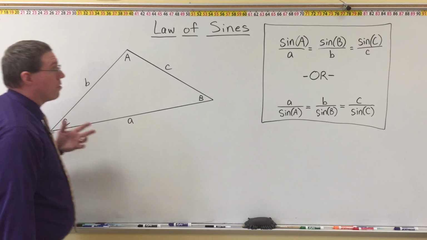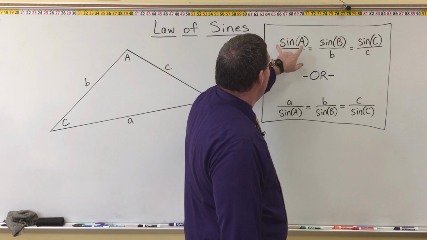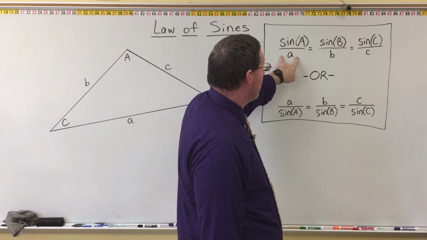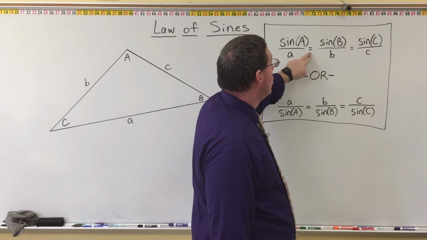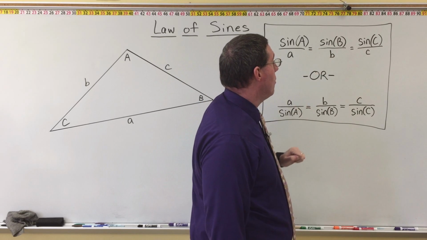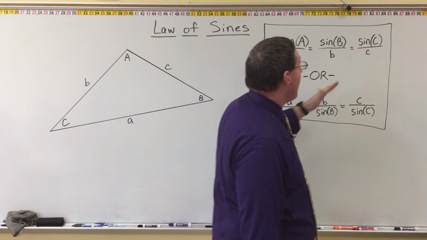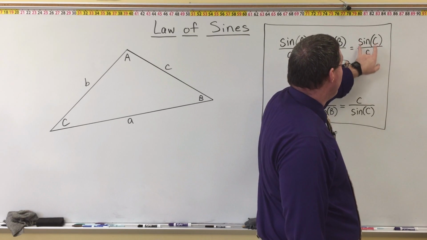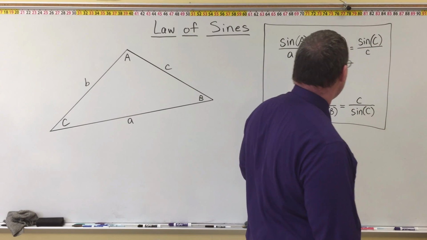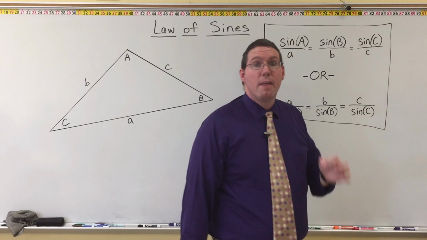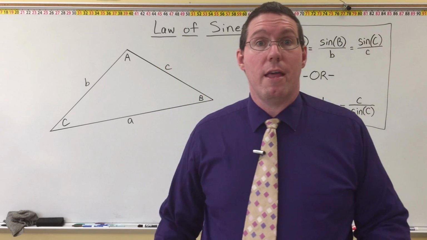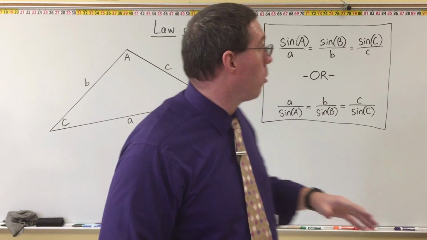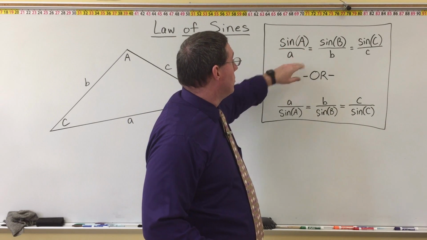Okay? And the way it works is this, the fraction sine of angle A divided by the length of side A is always going to be equal to the sine of angle B divided by the length of side B. And it will also be equal to the sine of angle C divided by the length of side C, okay? And this proportional relationship exists in all triangles. It is built into the fabric of the universe, this proportion among the sine of the angle divided by the side length.